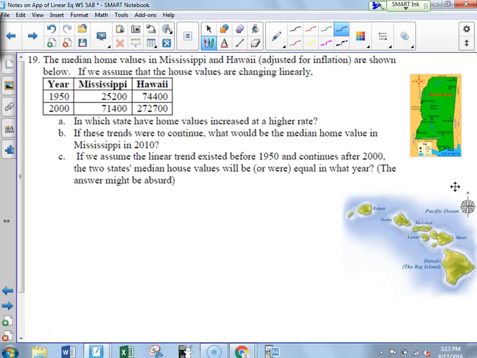Let's finish this. The median home values in Mississippi and Hawaii. Okay, so these two are home values in Mississippi in the 2 different years, and these two are in Hawaii, okay? So it's like the average home value in Mississippi in those 50 years went from 25,000 to 71,000. Is that making sense? Hawaii, it went from 74,000 to 273,000-ish.